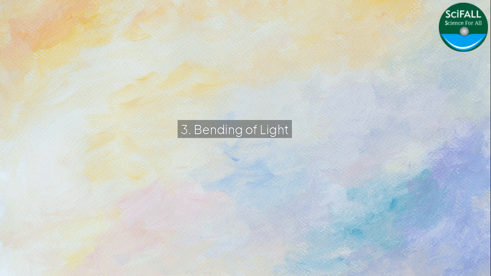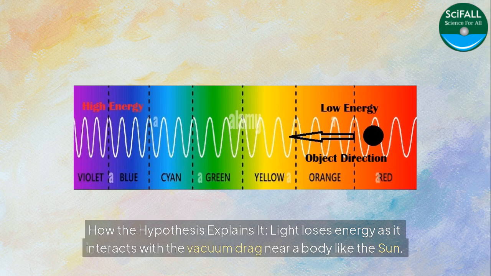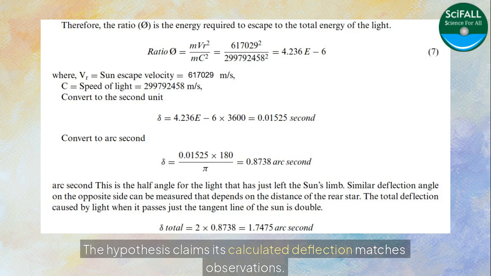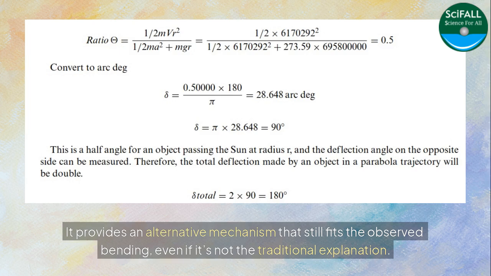Number 3. Bending of light. What we observe. Light bends near massive objects, like starlight passing the Sun during a solar eclipse, measured at 1.75 arcseconds of deflection. How the hypothesis explains it. Light loses energy as it interacts with the vacuum drag near a body like the Sun. This energy loss alters its path, bending it without needing space-time curvature. The hypothesis claims its calculated deflection matches observations. Does it work? Yes, it provides an alternative mechanism that still fits the observed bending, even if it's not the traditional explanation.